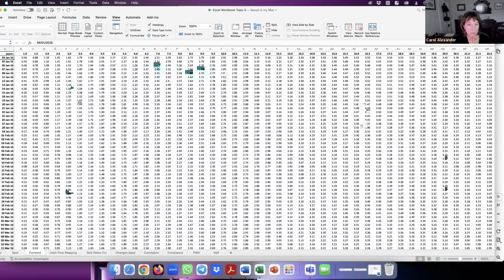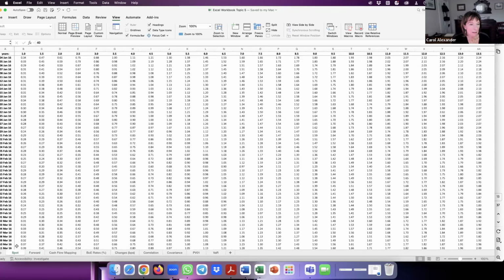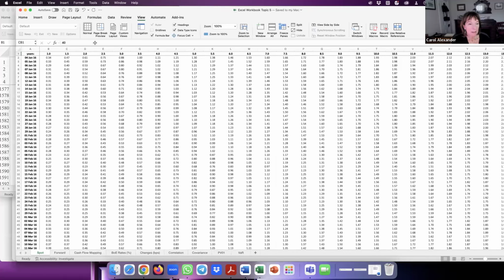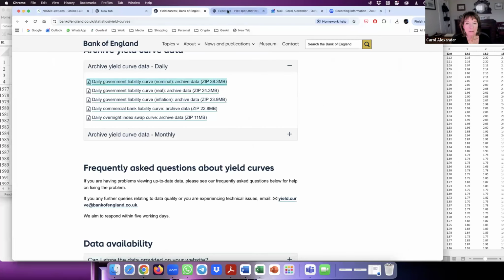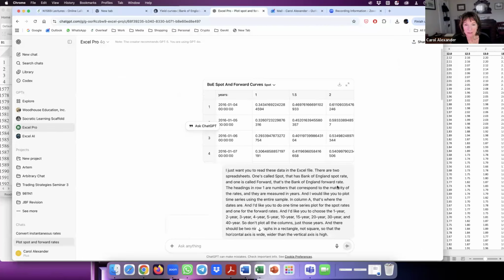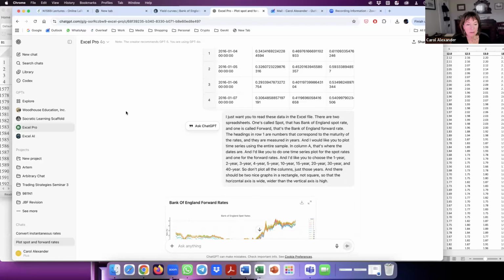And they run from the 4th of January in 2016 to the 31st of December in 2024. And the spot rates here, again, it's the same rows, about 2,200 rows or so, and these are the years. So these are the data that I put into ChatGPT to get that nice graph. Let me show you what I asked ChatGPT. So I just used the dictation tool.